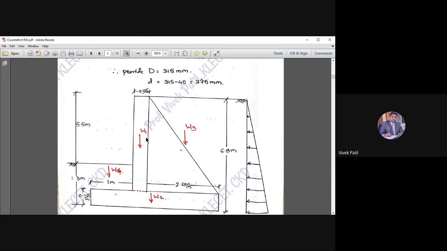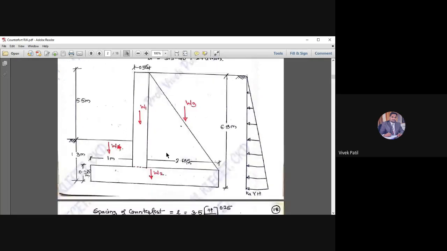It will be equal to area into density, or the volume into density. Volume per meter length will be 0.315, that is the thickness, into the height. What will be this height? Total is 6.8. I want the height from here to here. 6.485, since you have subtracted 0.315, that is, this thickness is to be subtracted. So the load will be equal to 0.315 into 6.485 into density of concrete. Density of concrete is 25.